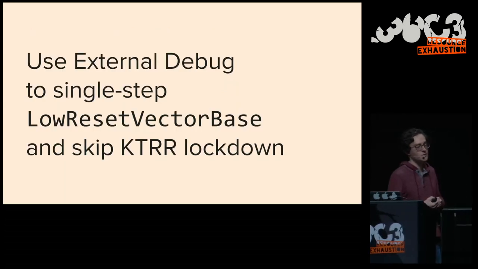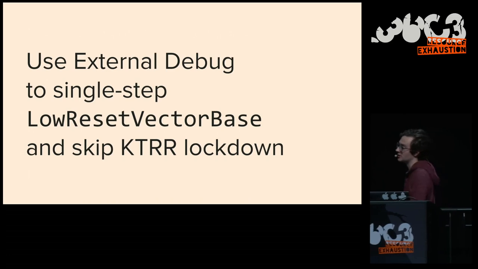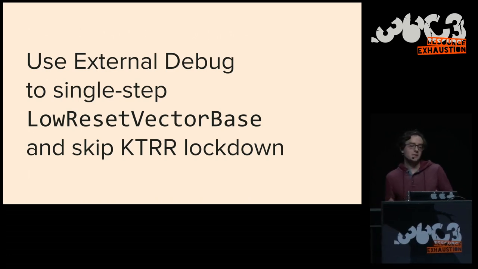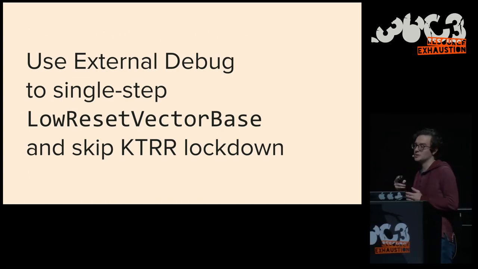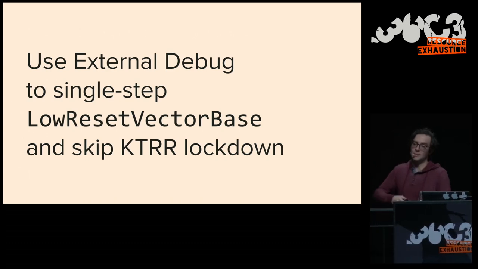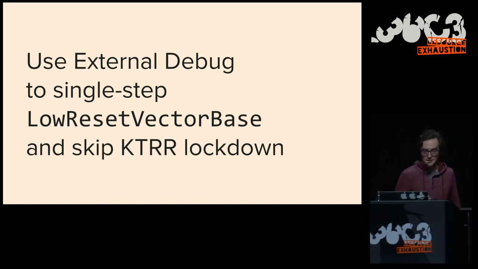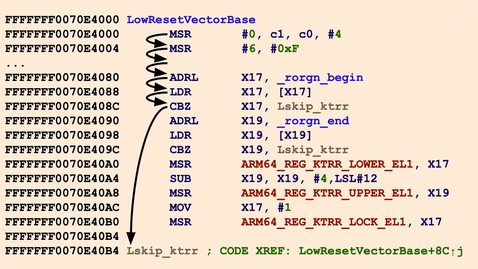So the idea for my attack was, we have these debugging registers, we can do things like single stepping, and we know that we can halt execution in the reset vector. So I decided I would try to use the external debug interface to single step the reset vector, and then once the reset vector is about to execute the KTRR lockdown instructions, just jump over that piece of code so KTRR never gets initialized. If we look at the reset vector, we'll step through all of the first instructions, and then once we hit this conditional branch where we're just about to start doing the KTRR register initialization, set x17 to 0, and jump over the KTRR code altogether.